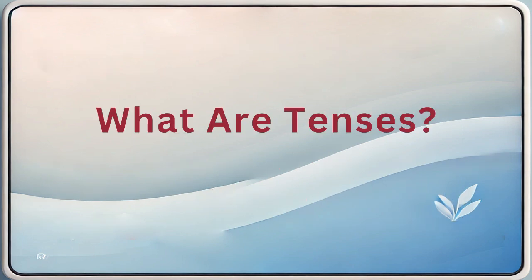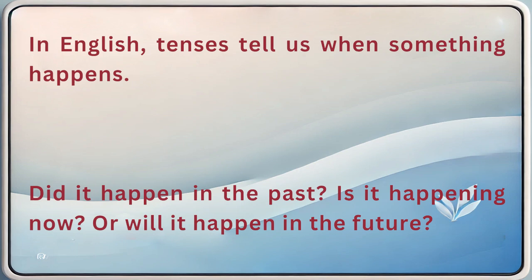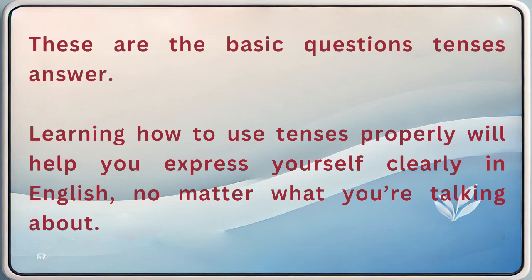What are tenses? In English, tenses tell us when something happens. Did it happen in the past? Is it happening now? Or will it happen in the future? These are the basic questions tenses answer. Learning how to use tenses properly will help you express yourself clearly in English, no matter what you're talking about.